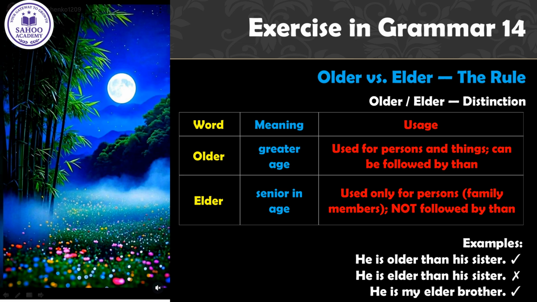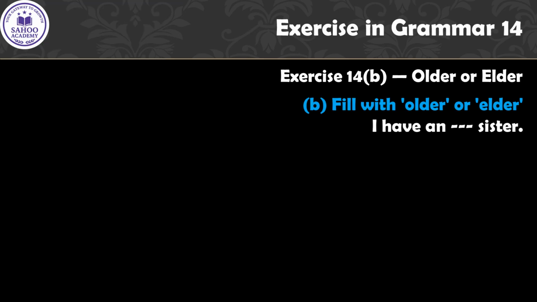So, older means people plus things plus than, and elder means only family members and no than. Clear? So, remember, if you see than, use older, not elder. You should remember this. So, now let's go to exercise 14b, older or elder. Let's use the correct one. Fill in the blanks with older or elder.